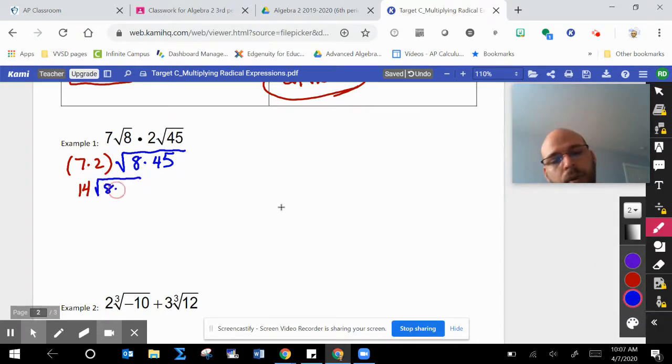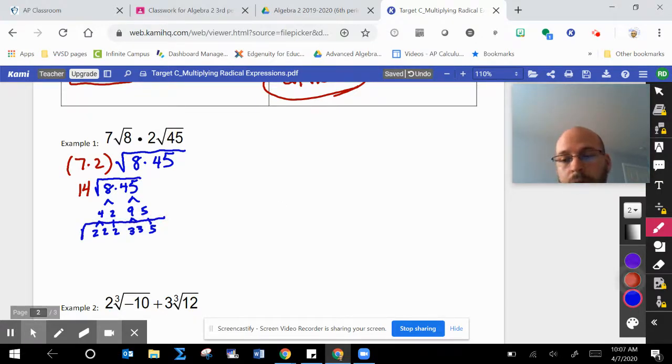Now, I really don't want to multiply 8 times 45 if I don't have to. What I'm actually going to do is try to break this down into its smallest values to see if anything reduces here. So the 8, I'm going to keep breaking down to 4 and 2, right? 2, 2, and 2. The 45 is 9 and 5, or 3, 3, and 5, right? So if I have this, let's see what we can pull out.